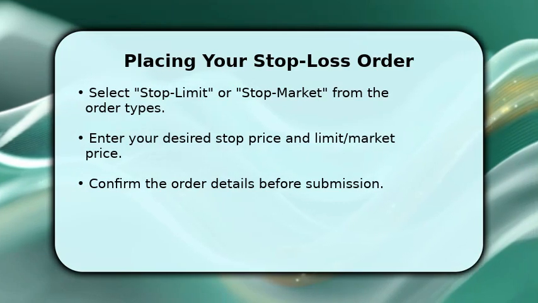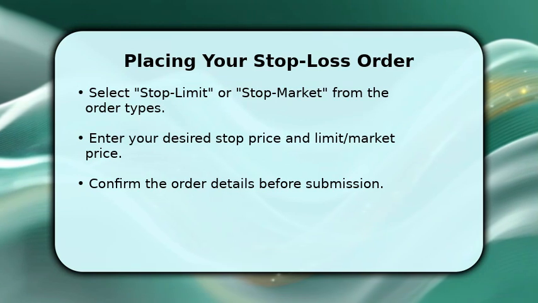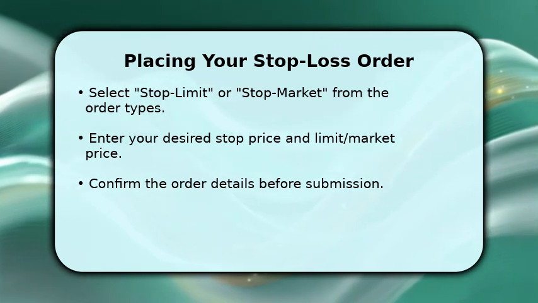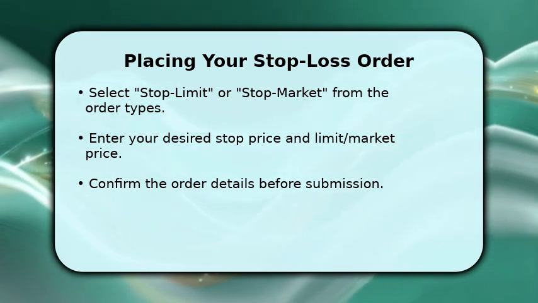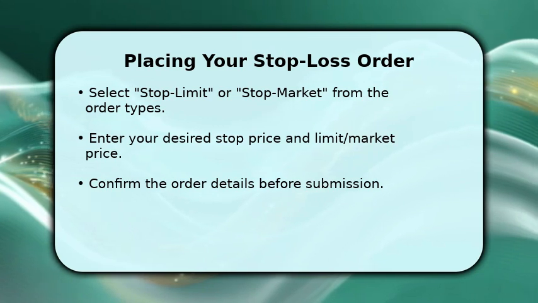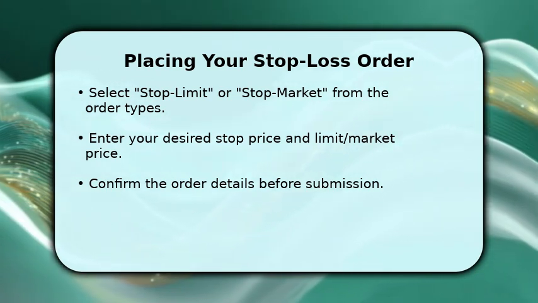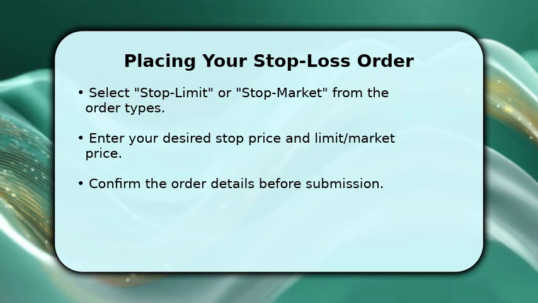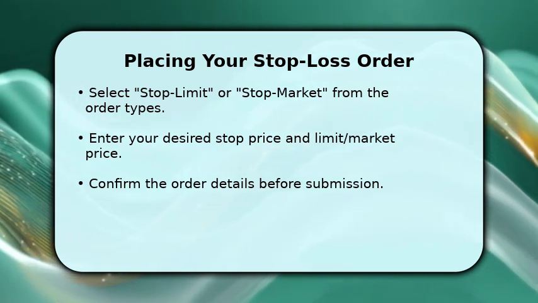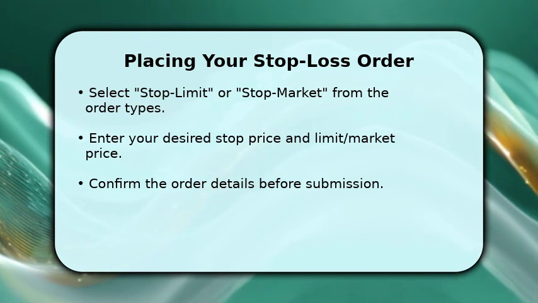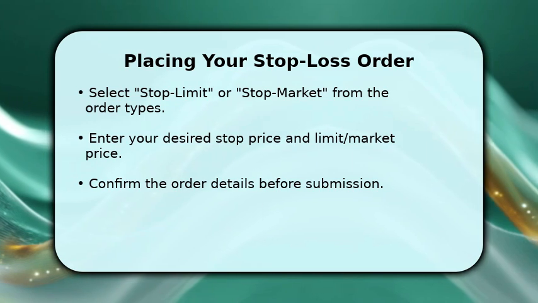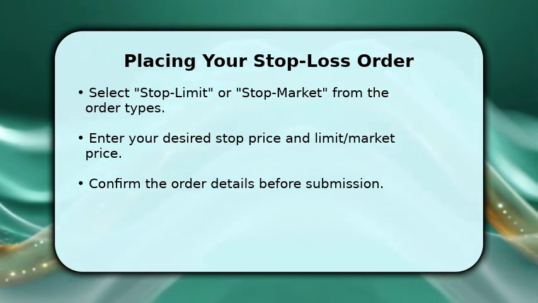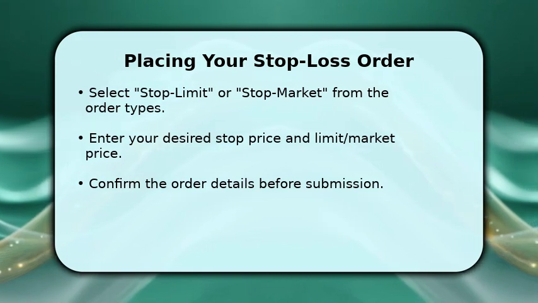To place your stop loss order, first choose between a stop limit or stop market order. A stop limit order requires both a stop price and a limit price, ensuring your trade executes only within your specified range. A stop market order, however, triggers a market order once the stop price is hit, aiming for immediate execution. Carefully input your chosen prices and the amount of crypto you wish to protect. Then review all details before confirming your order.